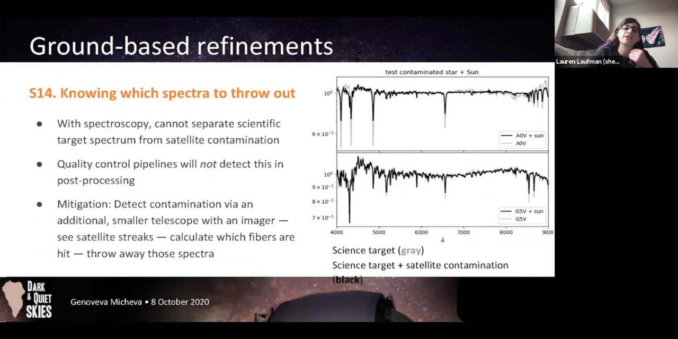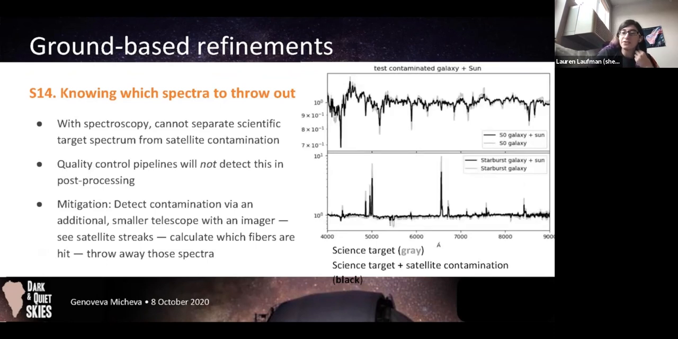Here is a demonstration of the spectroscopy issues. When you take a spectrum of something in the sky, if you have Starlink and it's reflecting, it's literally adding the sun spectrum on top of whatever you're looking at. So here you can see in gray is just some random galaxy, but then in black is where you've added the sun spectrum on top of it. So it is actually affecting things, which is not great.